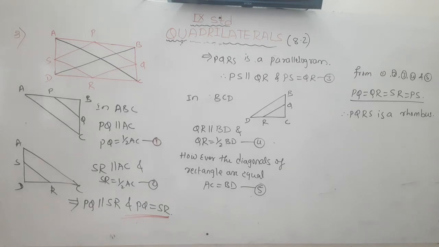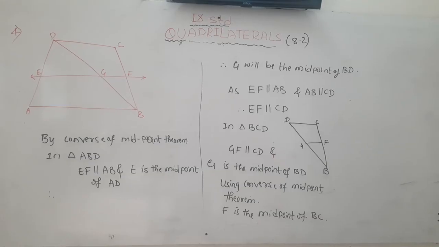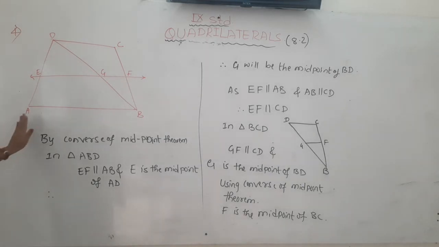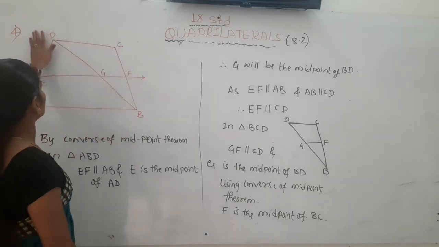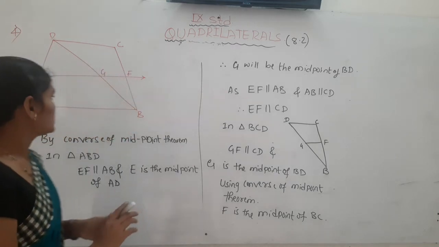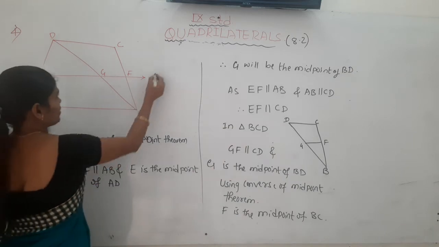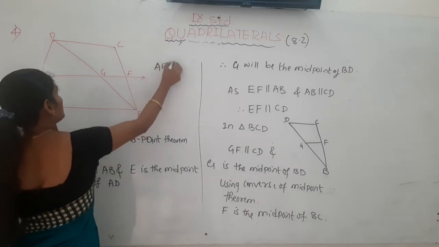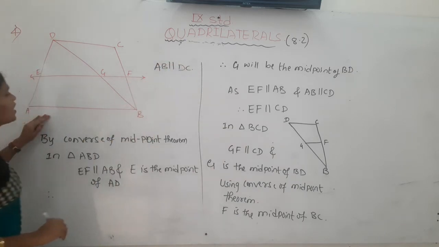Okay, now we will go to the fourth question of this exercise. Yes, just take it here. What is the next problem here? ABCD is a trapezium, with AB parallel to what? DC or CD.